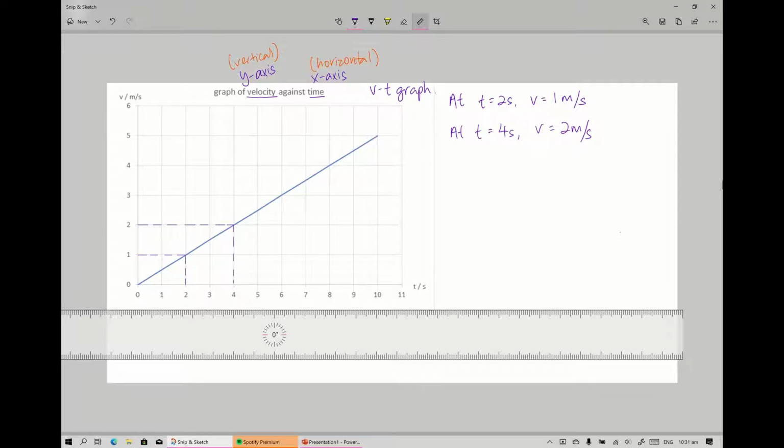Now that you know how to read the velocity time graph, we'll now proceed on to how to describe the motion in the velocity time graph.